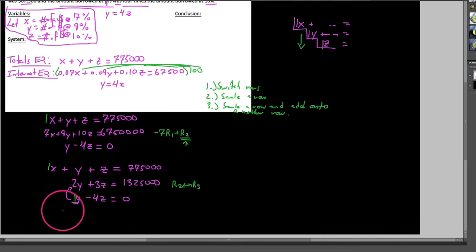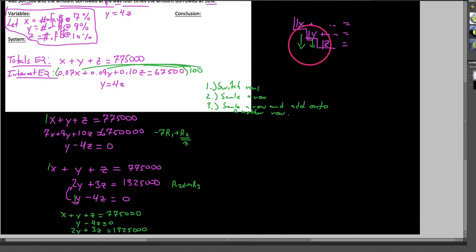So to rewrite this system here, let's see how small I can rewrite. We have x plus y plus z is still equal to 775,000. The second equation now becomes the third equation and vice versa, so my second equation is now y minus 4z, and that's equal to 0. And then my third equation becomes what my second equation was, which was 2y plus 3z is equal to 1,325,000.